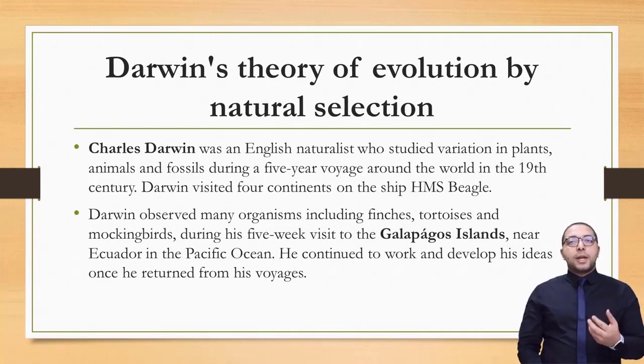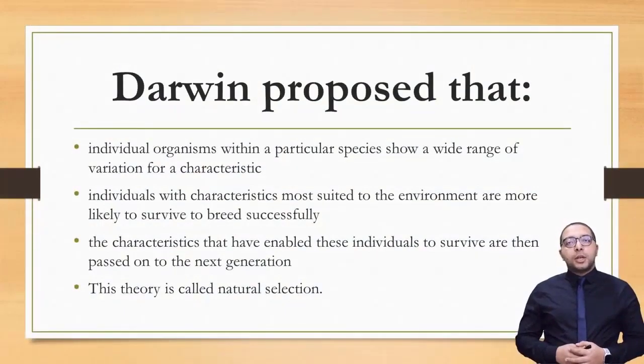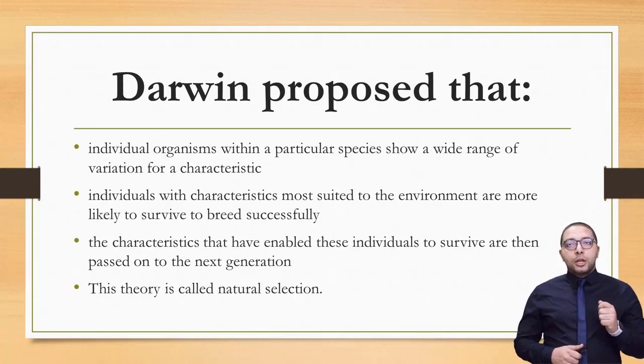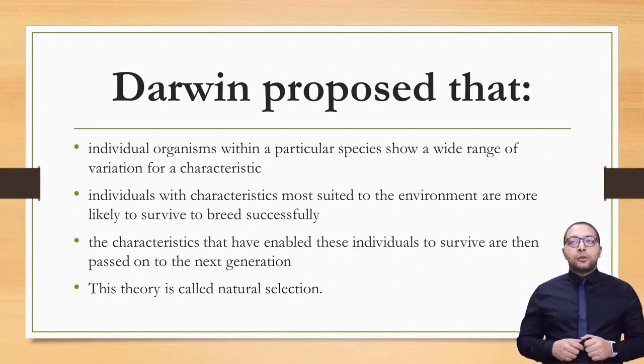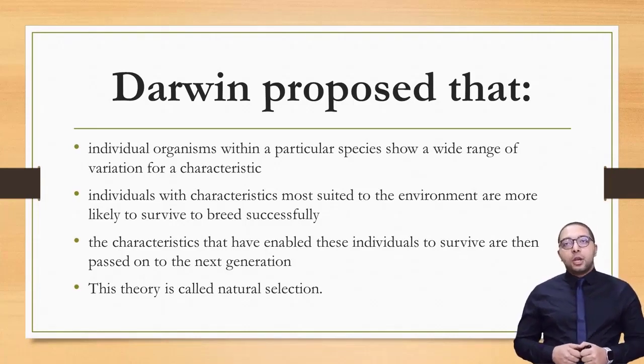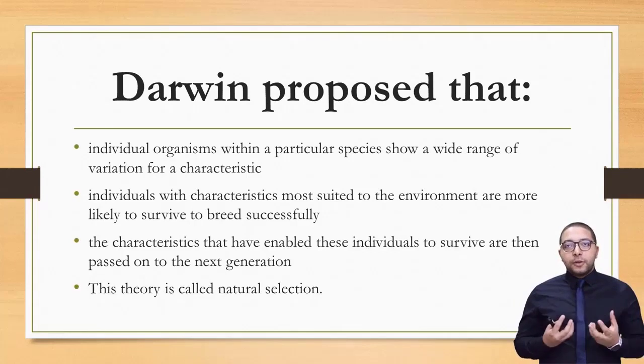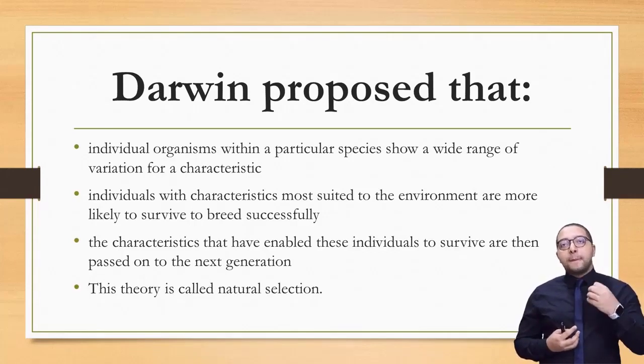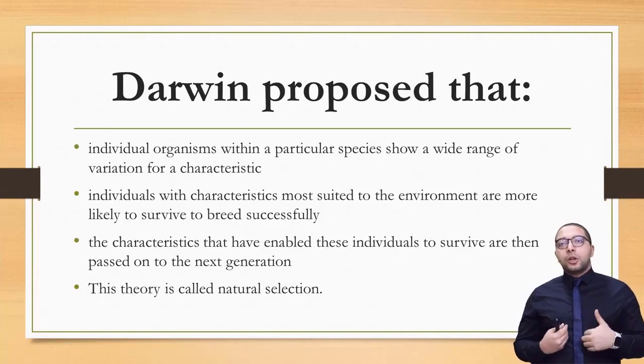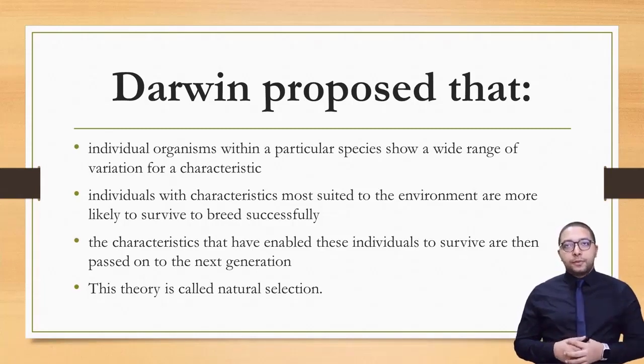He continued to work and develop his idea once he returned from his voyage to England. After Darwin came back to England, he started to analyze his data, and he came up with a proposal. Darwin proposed that individual organisms within a particular species show a wide range of variation for a characteristic. So individuals found in one species might look different, exactly like humans. Humans look different from each other.